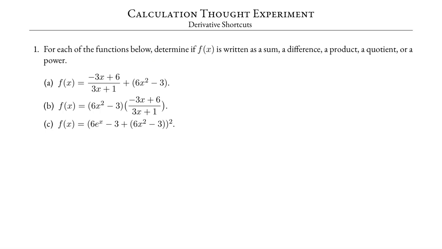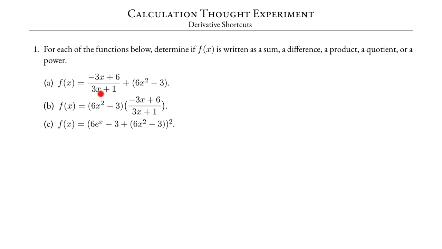For each of the functions below, determine if f of x is written as a sum, a difference, a product, a quotient, or a power. For the purpose of finding the derivative of f, we would need to determine whether it is the sum, difference, product, quotient, or power so that we can use the correct rule, whether it is the sum rule, difference rule, quotient, product, or the power rule.